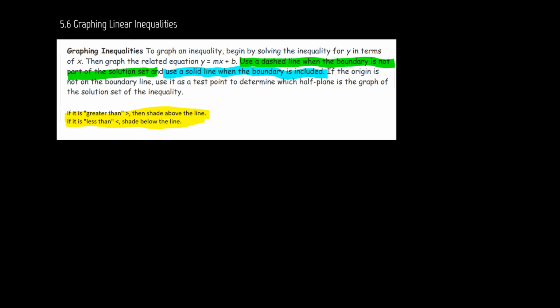So what all this means is if you have greater than or less than, you're going to have a dashed line. If you have greater than or equal to or less than or equal to, you're going to have a solid line. Okay, so let's do some problems to get started.